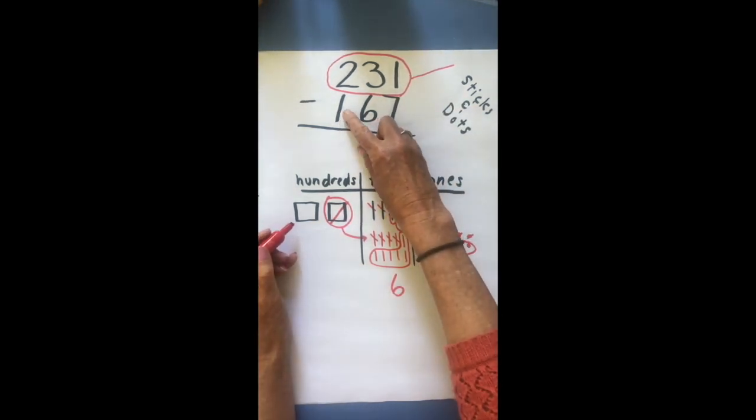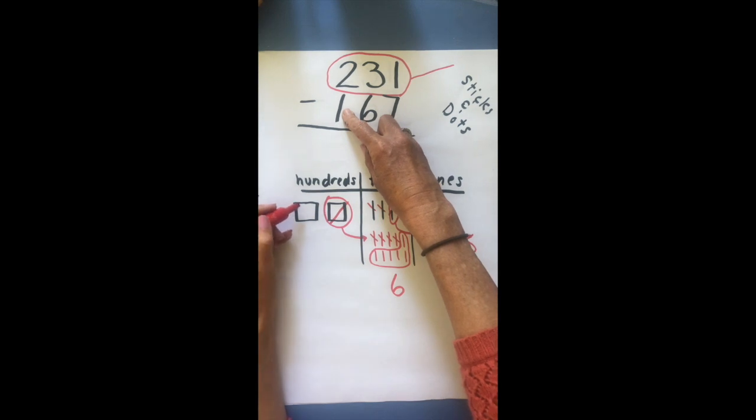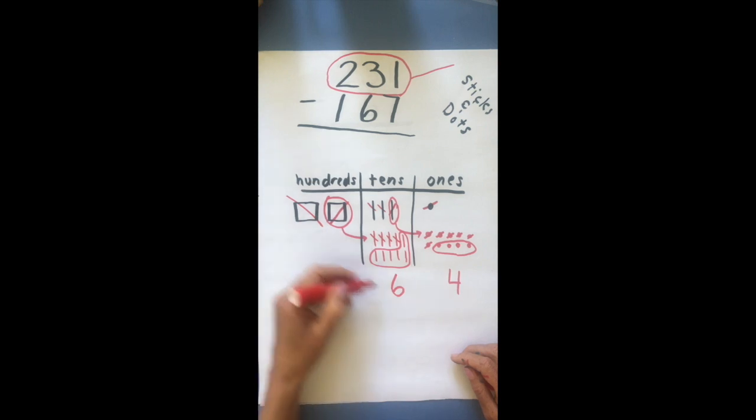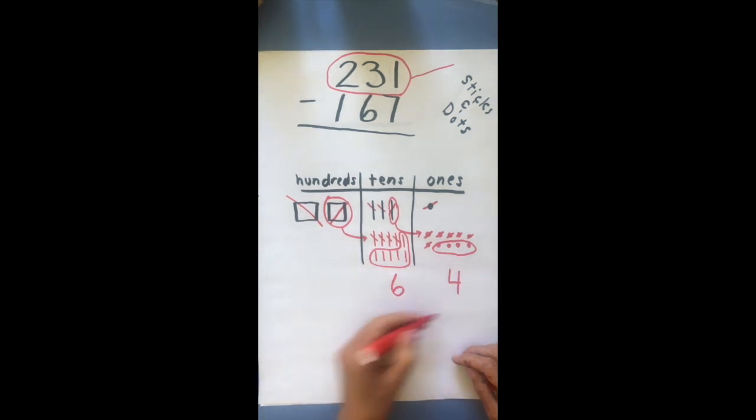And now I have to go to the 100 spot and it says to take away 100. Well, that's 100. So look, I have no hundreds. So the answer again is 64.